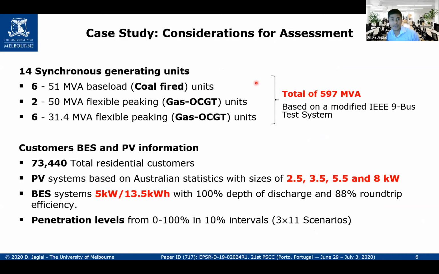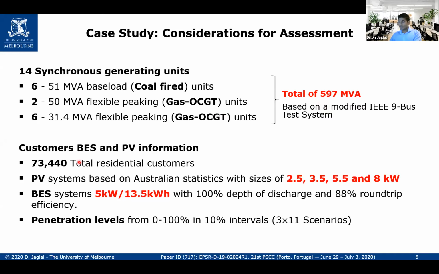So this is the case study we're going to analyze here today, using the methodology we just presented. We have 6 base load plants, which are coal-fired, with the sizes here, 2 larger gas OCGT plants used for more flexible peaking, and then 6 smaller gas OCGT plants, again used for peaking. To give an idea of the size, the total generation capacity is around 600 MVA, and it's based on the modified IEEE 9 bus we use in our studies.